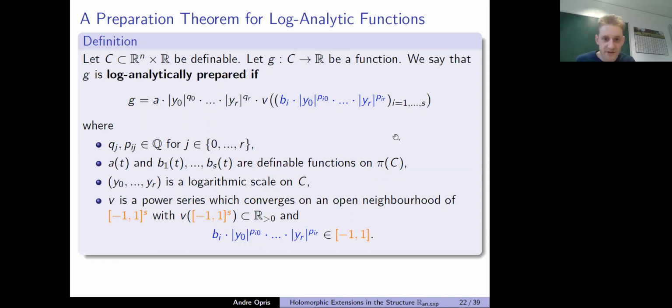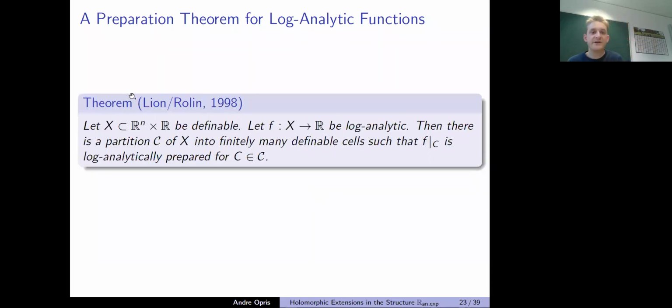Then, so this is a log-analytically prepared function. And then going on from this preparation theorem, there is a version of Lion-Rolin from the year 1998, and it states the following. So here we have a log-analytic function, and then we find a partition C of X into finitely many definable cells, such that the restriction of the function f onto C is log-analytically prepared for every C in the partition. So this is the preparation theorem of Lion-Rolin.